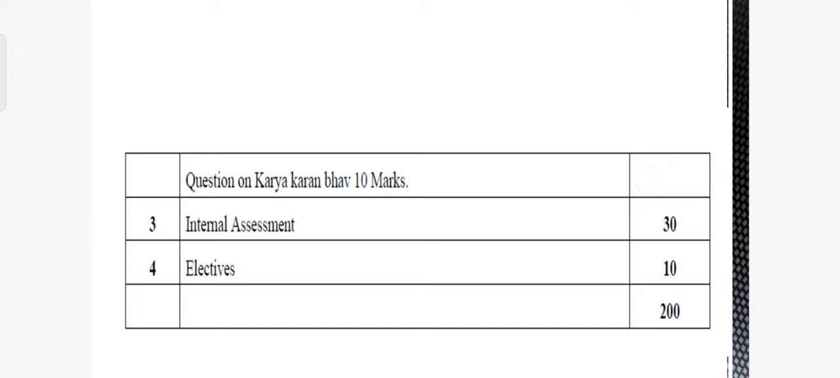So I have already told you about internal marks and electives. The 40 marks would already have been given to the maximum from your college, and they have already reached the university. So why have they done this pattern? It is very simple.